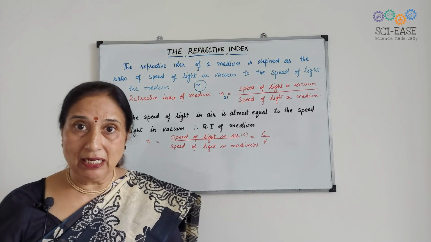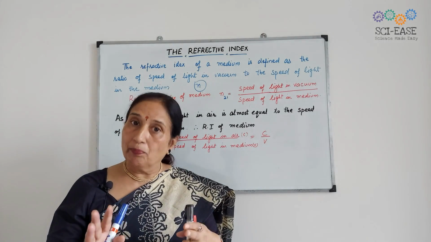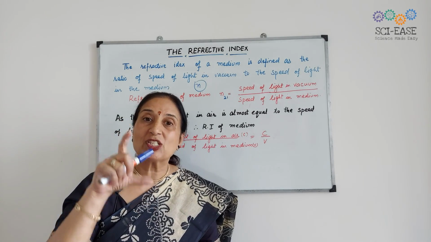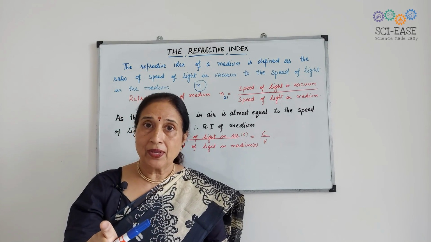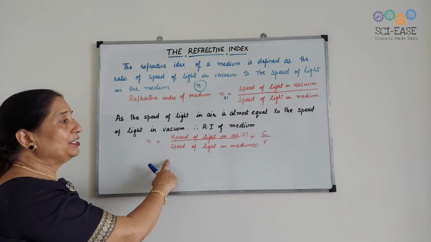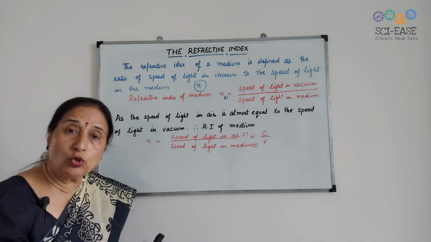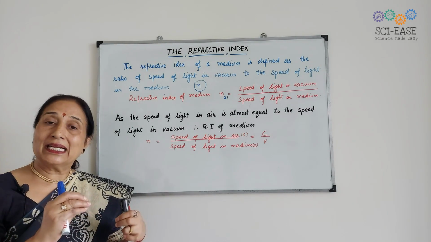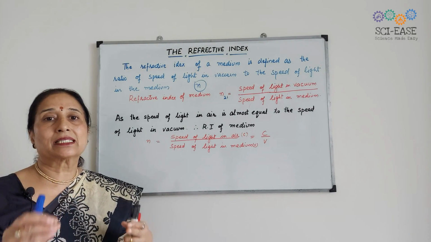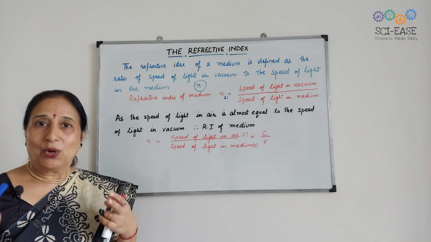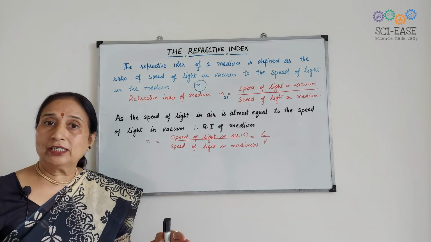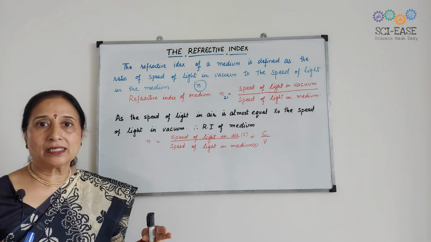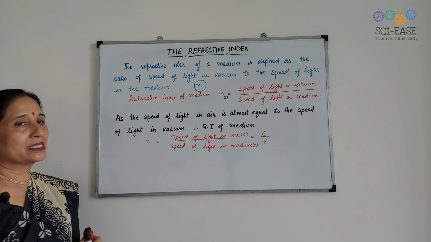There is one table given in the book where the refractive index of different substances is given. I will show that, and you are not to memorize it. Whenever there is a numerical in the exam, the refractive index will be given to you. So you need not remember the refractive index of different substances. So this is the table you can see.